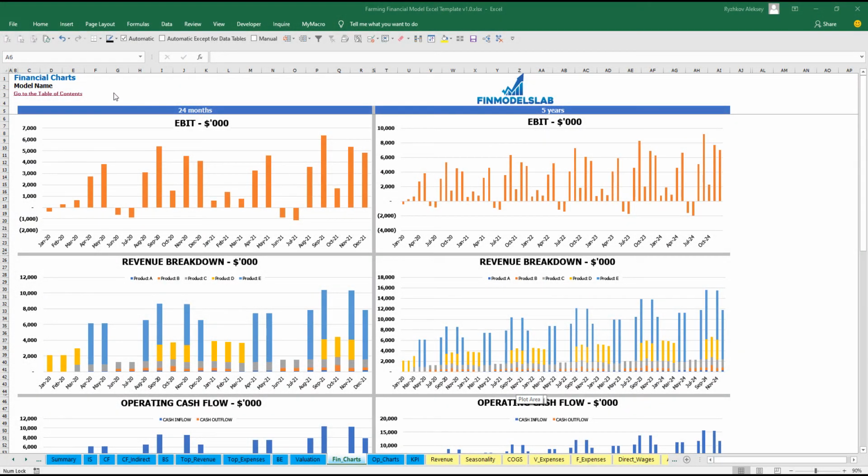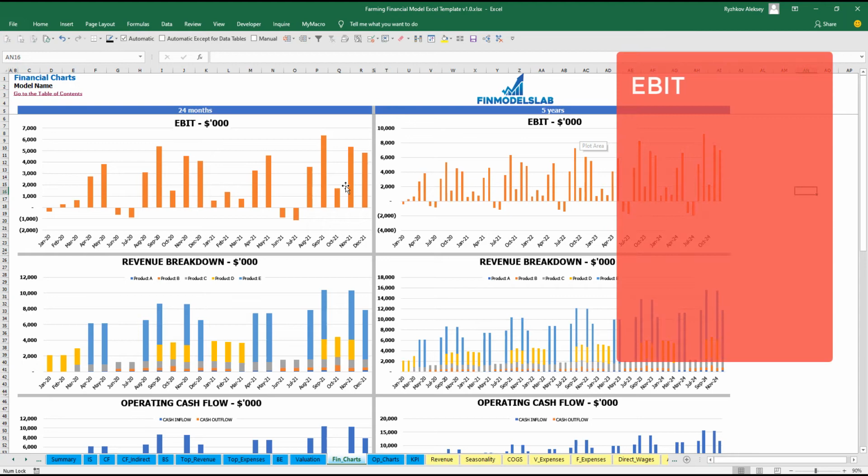On the financial charts tab, you may see your main financial KPIs on the two sets of charts, which is the breakdown of 2 years by months and the breakdown of 5 years by months. So on the top you may see the EBIT amount.